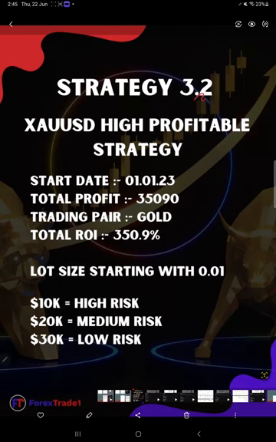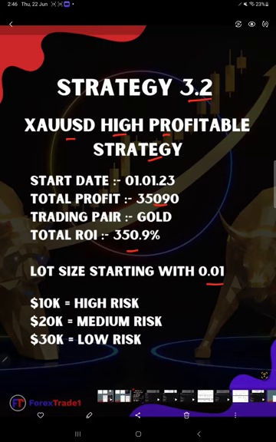This is strategy number 3.2, the XAUUSD high profitable strategy, started on the 23rd of November, and we'll see the initial balance and how much profit we have achieved. This is the total profit that we have achieved, and the lot size started at 0.01.